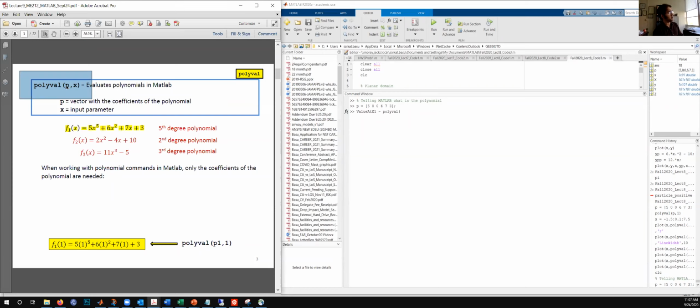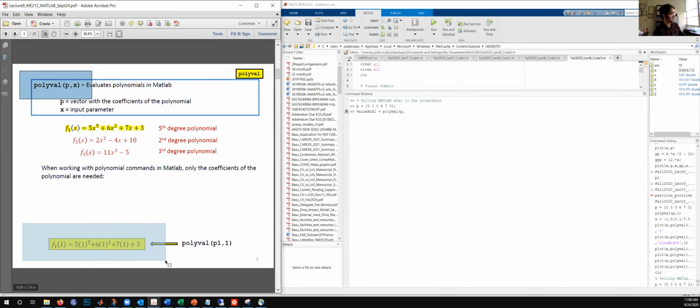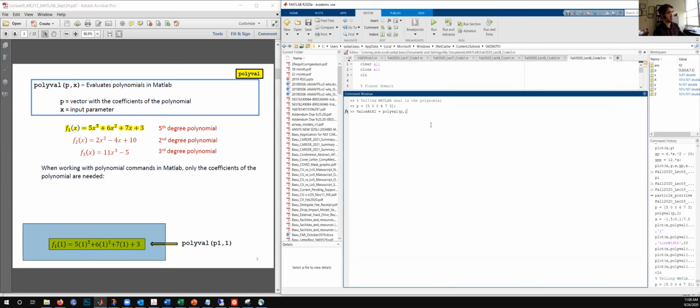So we state the polynomial. P represents the different cofactors of the polynomial in the form of an array, just like we have set up here. So P, comma, and then for x, we input the value of x for which we are trying to figure out the value of the polynomial. For this example, we are trying to figure out this polynomial's value for x equal to 1, so we type in 1 and press enter. The value at x equal to 1 is 21.